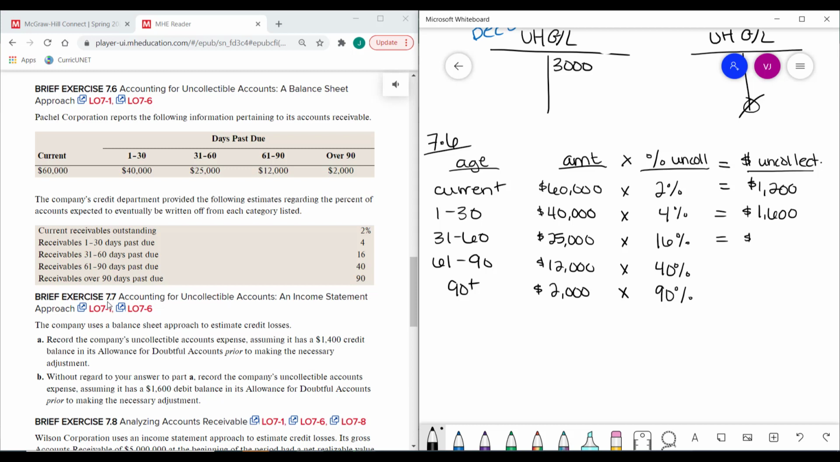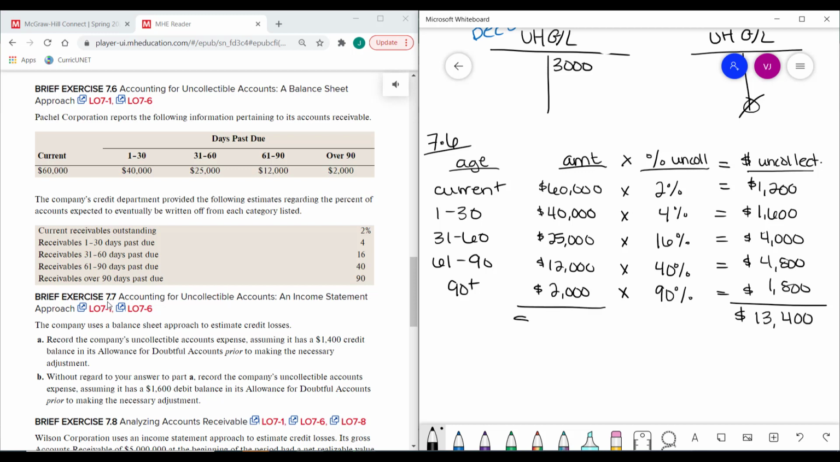16% of the next category, $25,000, we deem uncollectible, or we estimate uncollectible, right? So 16% of 25,000, that's $4,000. 40% of the $12,000 group we expect will be uncollectible, so that's $4,800. And then 90% of 2,000, that's $1,800. So we're going to add all of those up to figure out what total amount is uncollectible. 1,200 plus 1,600, 4,000, 4,800, 1,800, you should get 13,400.